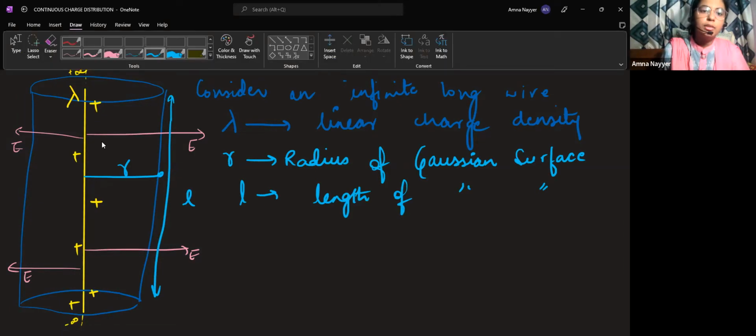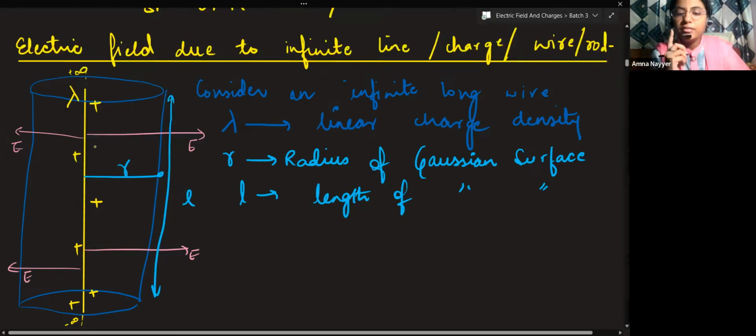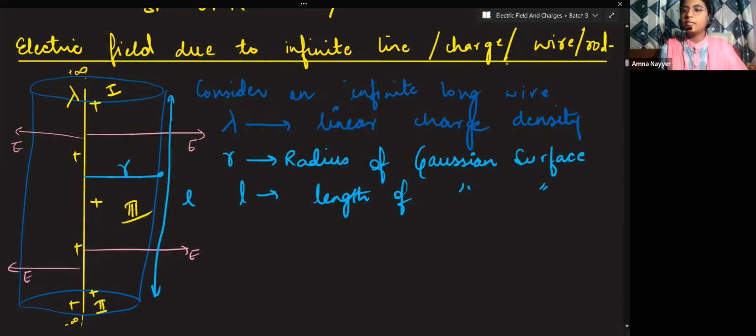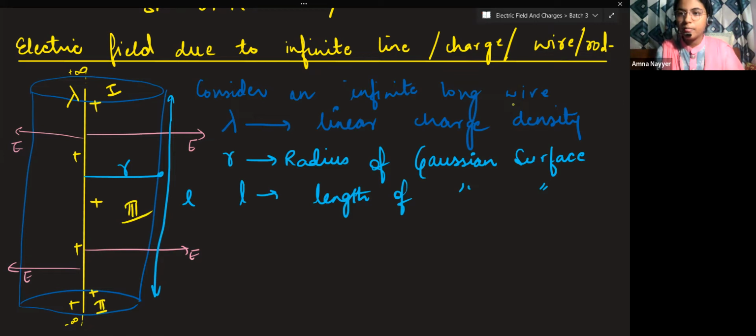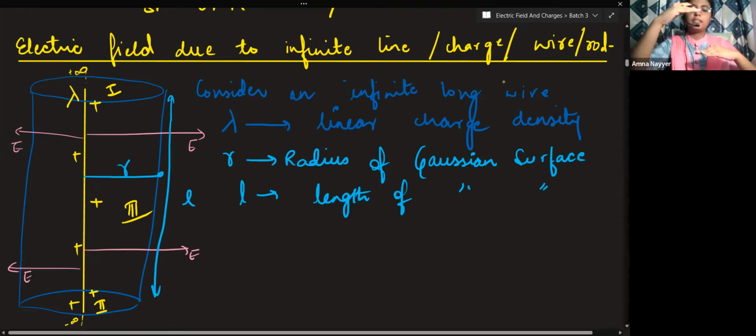Now listen carefully. You have three surfaces with you. First one is this surface, second one is this surface, and third one is this surface. Two are the flat surfaces, these two flat surfaces of the cylinder. One is the curved surface around it. So there is the curved surface and two flat surfaces.